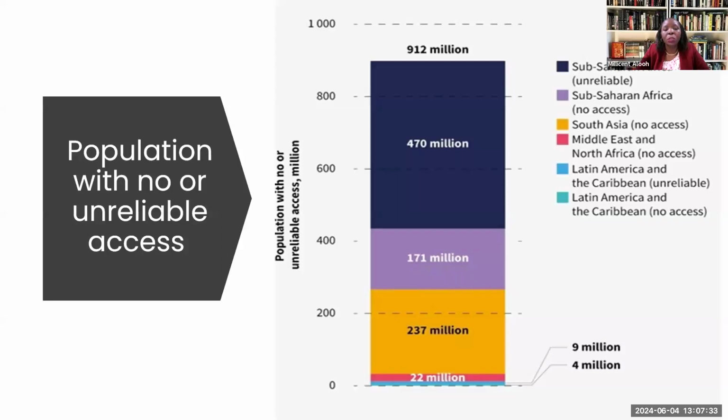Looking at it, 237 million in South Asia also have no access to power completely. So on average, about 920 million globally do not have access to power or have power which is very unreliable. Next slide, please.